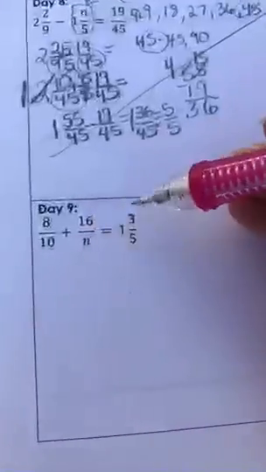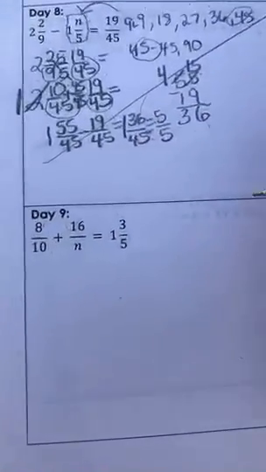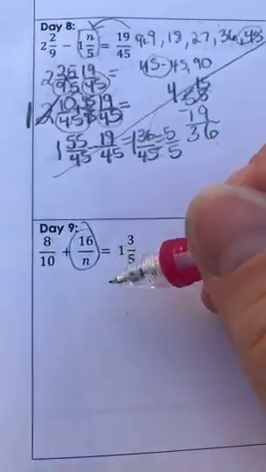So 8/10 plus 16 over n equals 1 3/5. So what do you know about this? What do you recognize right away? Something that just stands out at you. Hopefully you recognize that I'm missing a number in my problem.